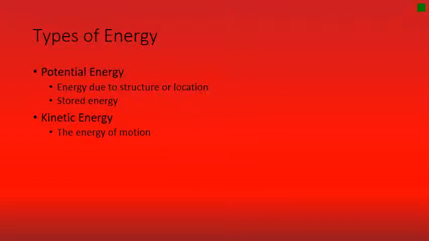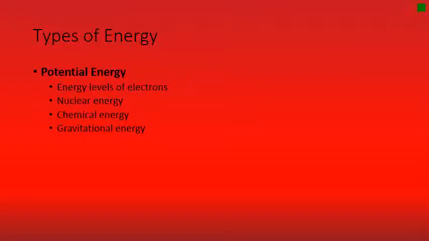There are two main types or forms of energy: potential energy and kinetic energy. Potential energy is usually described as stored energy. It is the energy due to structure or to location, whereas kinetic energy is the energy of motion. In studying biology, there are four important sub-descriptions of potential energy: the energy levels of electrons, nuclear energy, chemical energy, and gravitational energy.